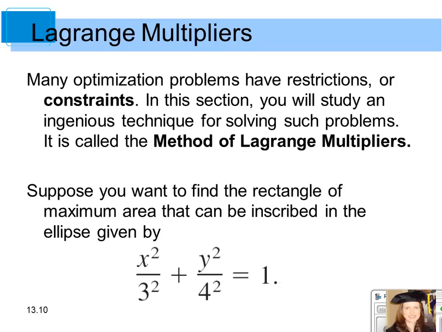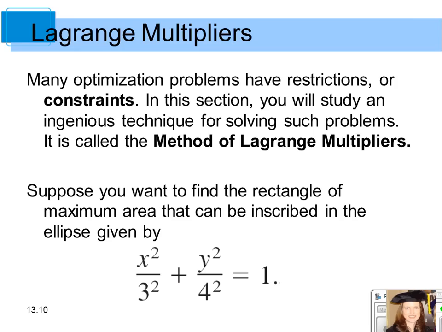Many optimization problems have restrictions or constraints. One such example that we did in section 13.9 was the optimization problem where we were asked to find the dimensions of the rectangular package of largest volume such that the sum of the perimeters of the two cross-sections could not exceed 144 inches. The volume was what we were trying to maximize, and the constraint was that the sum of the two perimeters of the cross-sections cannot exceed 144. So that's an example of a problem with a constraint. In this section, you'll study an ingenious technique for solving such problems, and it's called the method of Lagrange multipliers.